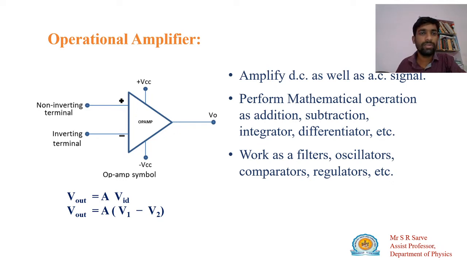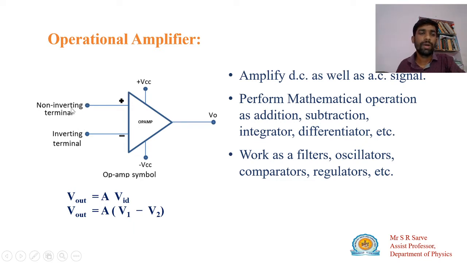So the advantage of the operational amplifier is that it can amplify DC signal as well as AC signal. And here we have to apply the input. Suppose you apply input to the non-inverting terminal and inverting terminal, then what will be the output? Output will be the gain multiplied by the difference between the non-inverting terminal and inverting terminal. So output equals the gain into the difference between the non-inverting terminal voltage and inverting terminal voltage.